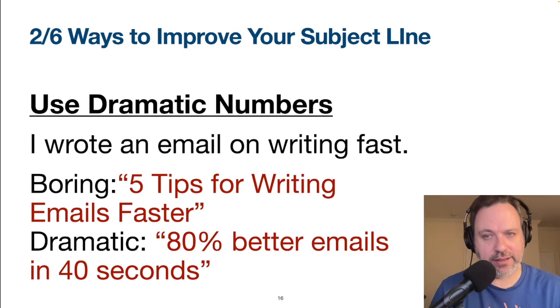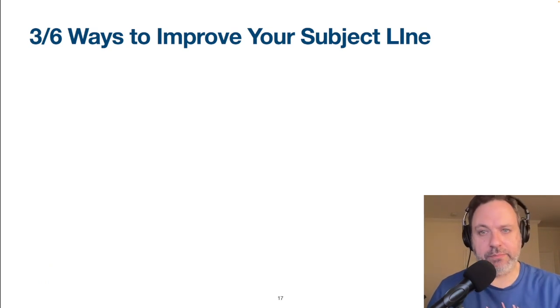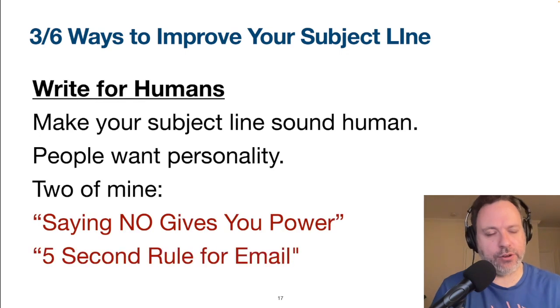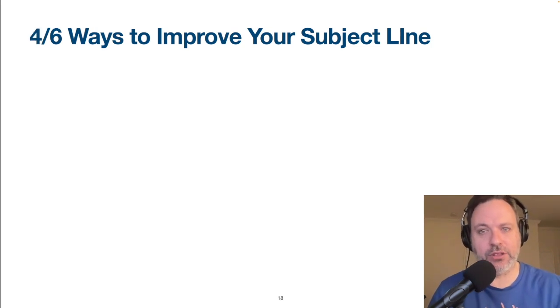A lot more exciting. Again, drama is big. Number 3, write for humans. You want to put personality into your emails. So 2 of my best performing emails are "saying no gives you power" and "the 5-second rule for email." These are not something a big company would write. They sound like something coming from a person because my brand is all about being personal, one-on-one, a little off the wall. So that's why I use subject lines that sound human.